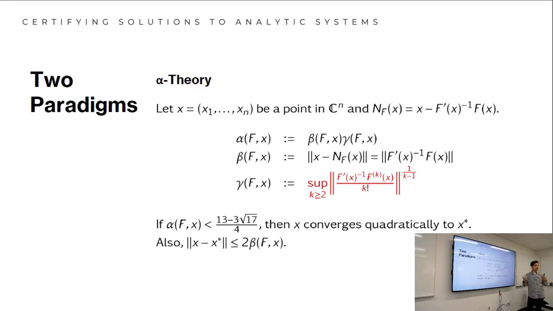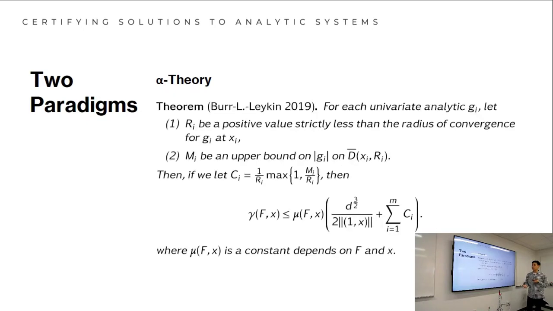So a natural question is, do we have such an upper bound when we have an analytic system? We now suggest a theorem here. Let's say that we have univariate analytic functions, which I called ingredients before. Let's say that we have g_i, corresponding to x_i, the coordinate of x. Then we need two oracles. The first one is capital R_i. This is a positive value which is slightly less than the radius of convergence of g_i. Since g_i is an analytic function, we can think about the series expansion and get the radius of convergence; a positive value slightly less than that will be called R_i. And M_i is just an upper bound of the absolute value of the analytic function over some disk. When we have these two values, we can compute an upper bound for this gamma.